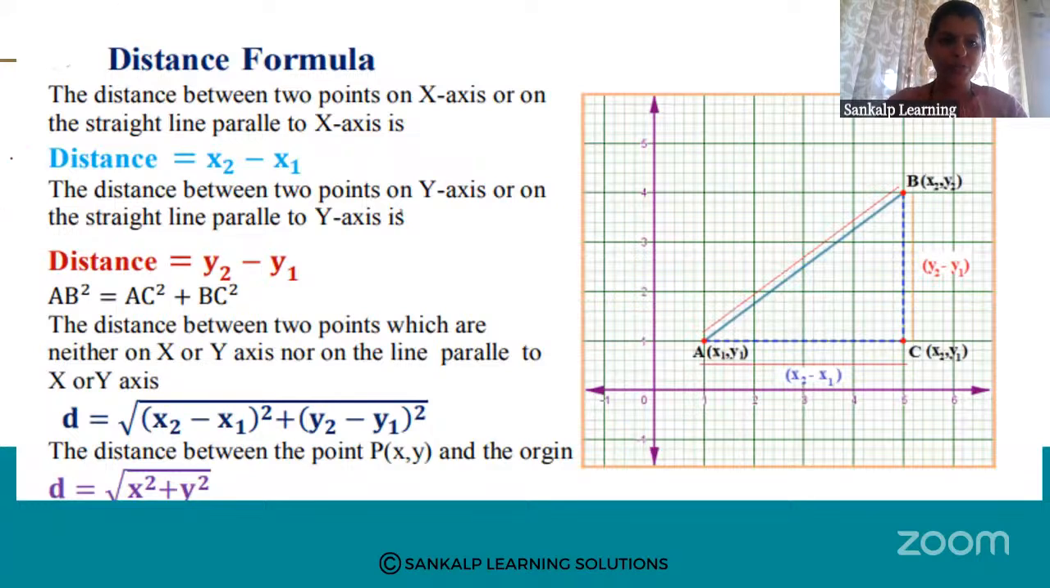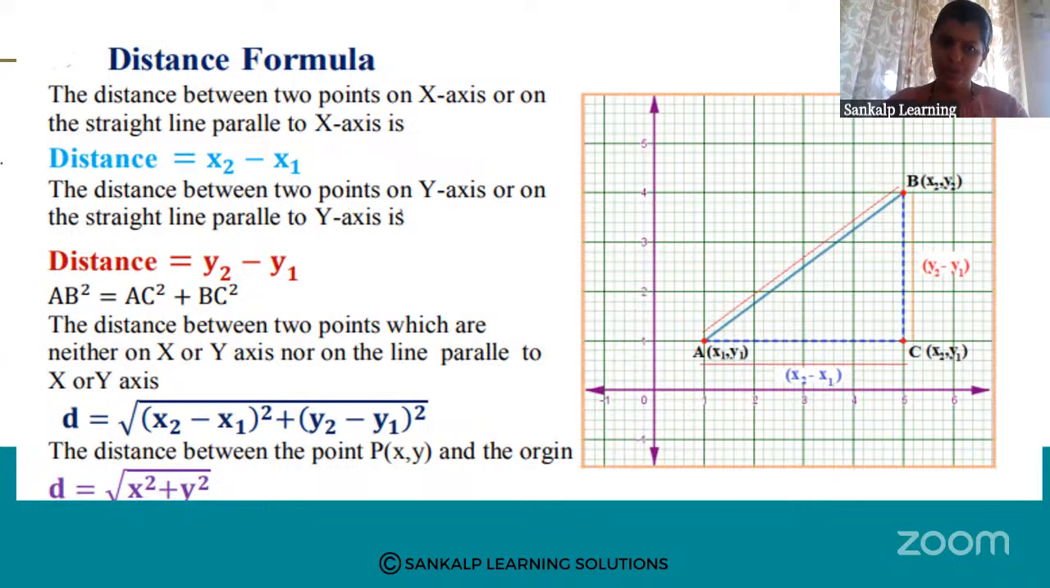What do you mean by distance formula? Distance formula is used to measure the distance between 2 points. See here, this is point A and here it is point B. The coordinates of A are x1, y1 and B are x2, y2. Now, we want to find out the distance between A and B. There we are using distance formula. If you want to find the distance between B and C, there also you are using distance formula.